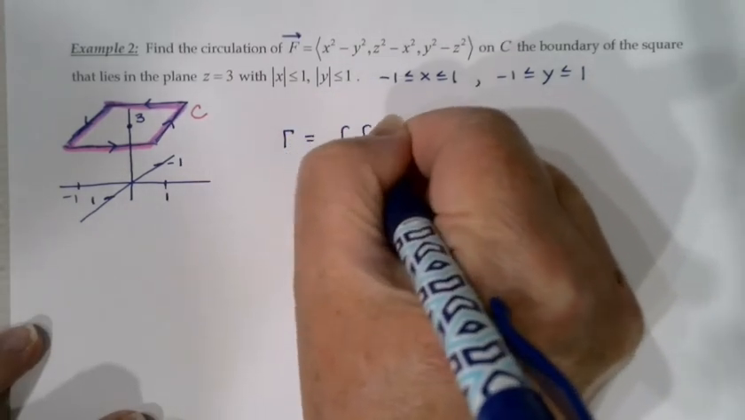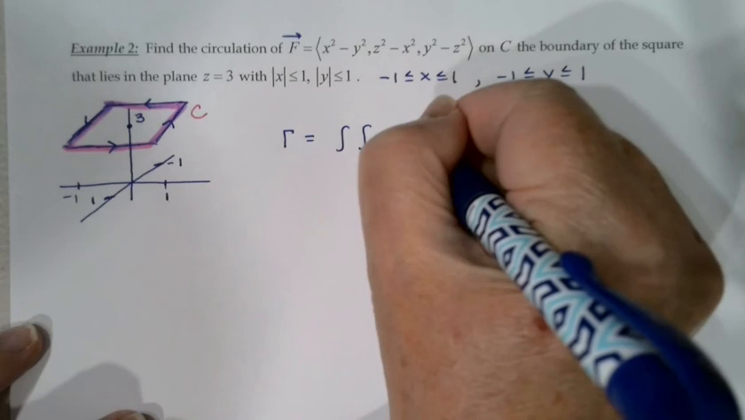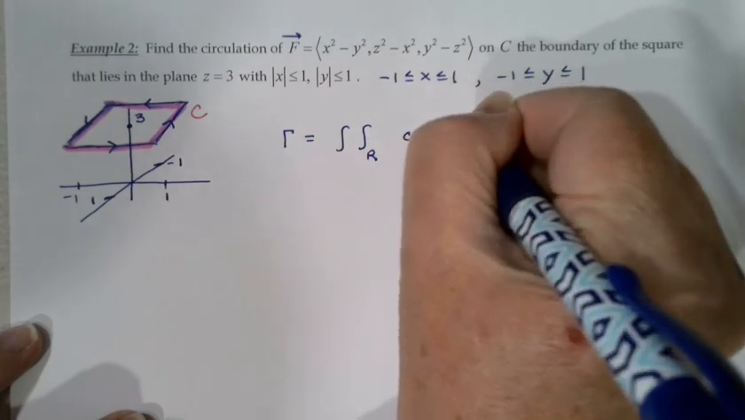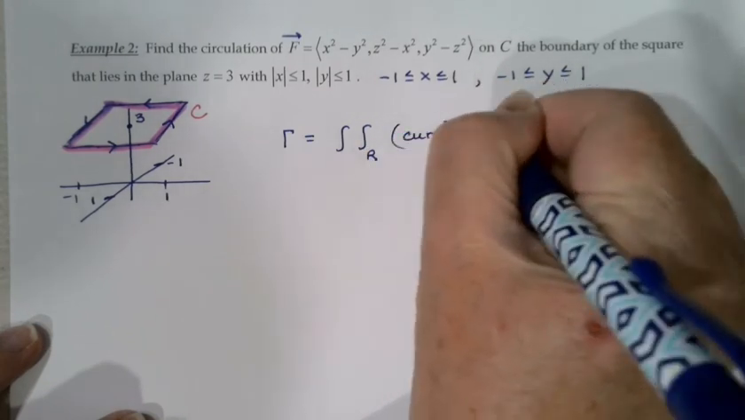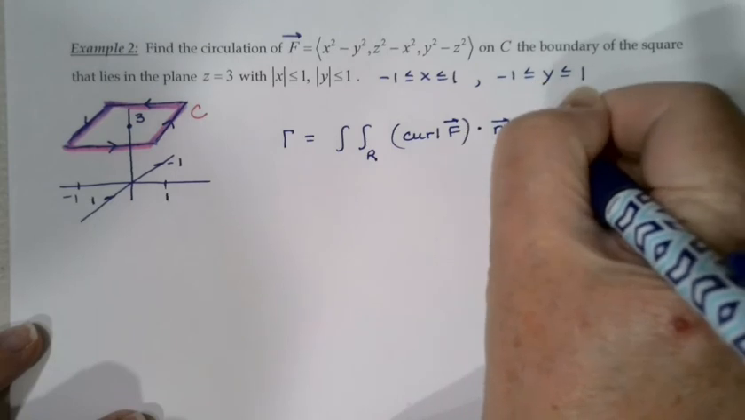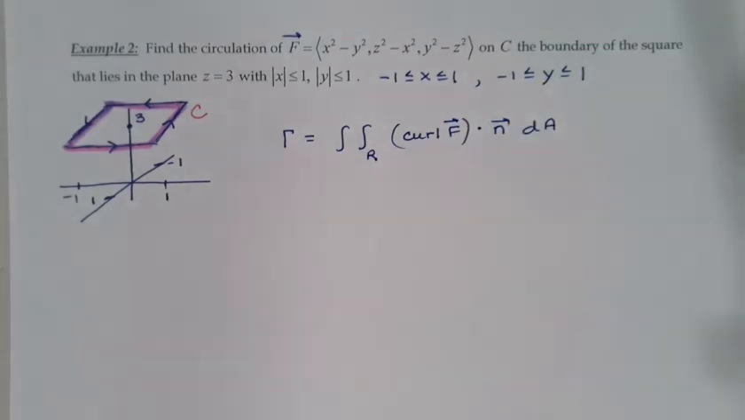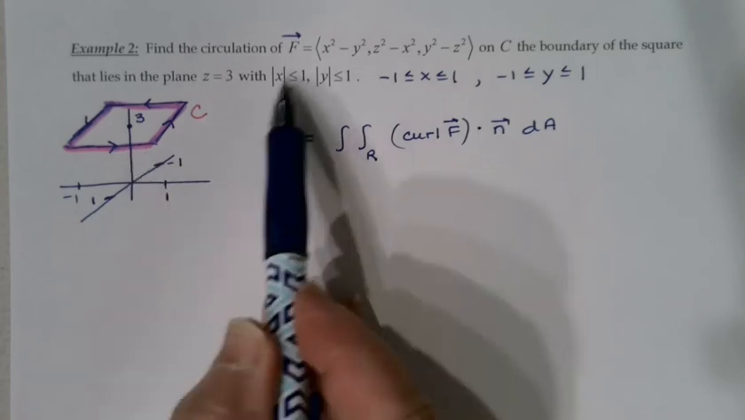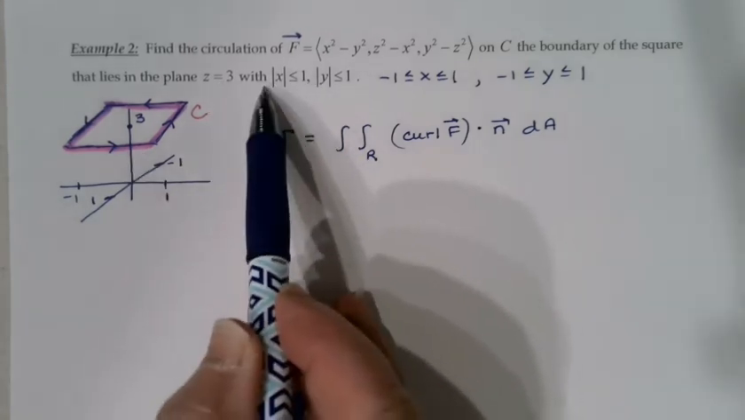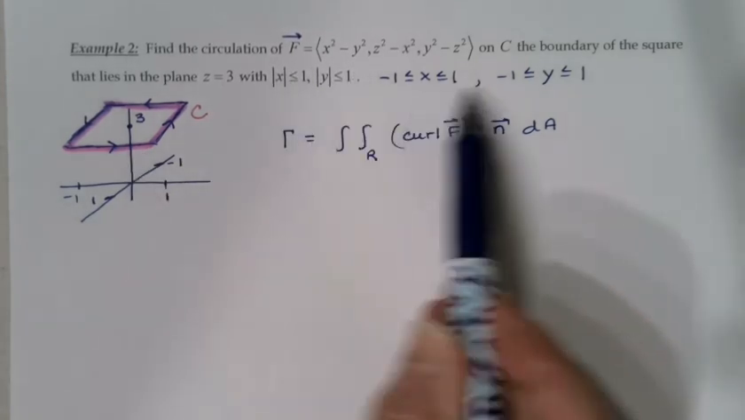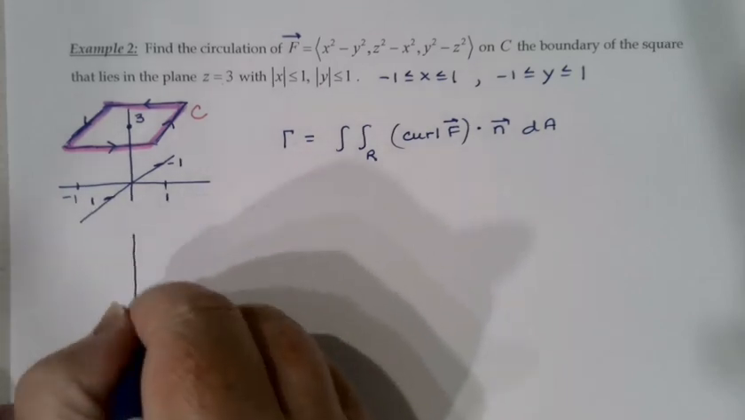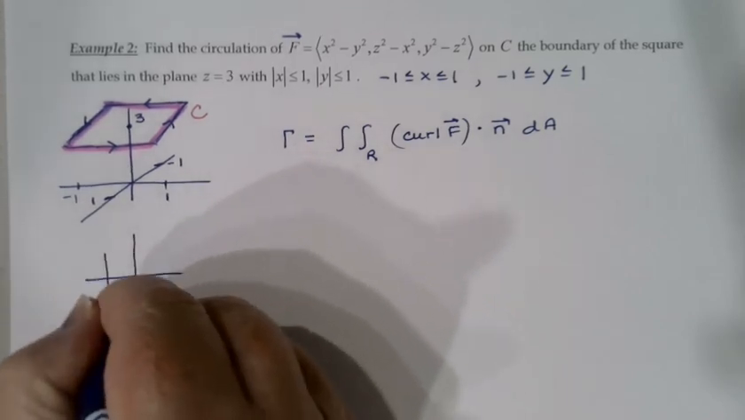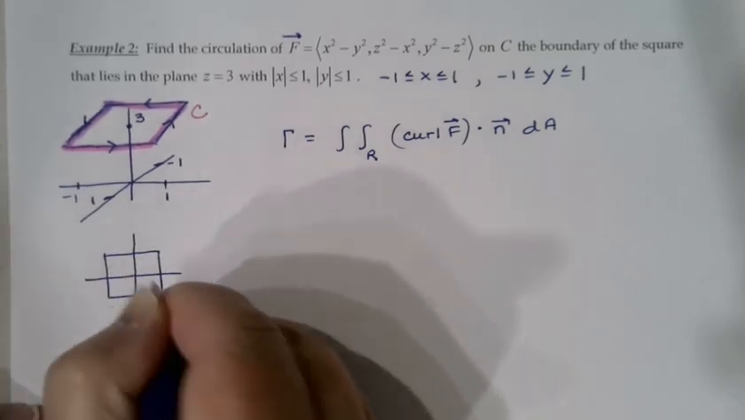So again, what we need, as a reminder, is the double integral over R of the curl of F, dot product with the N, dA. That's what Stokes' theorem says. In this case, for R, if I come out of the plane z equals 3, I've just got this square from -1 to 1 on both the x and y axes. So R is fairly easy to visualize.